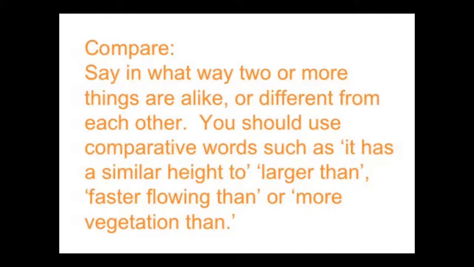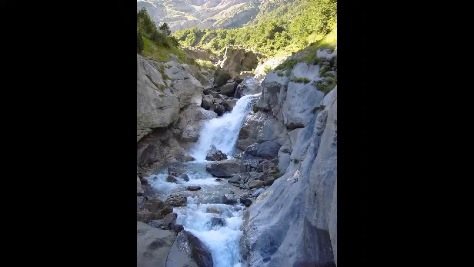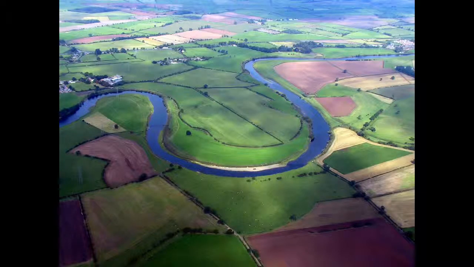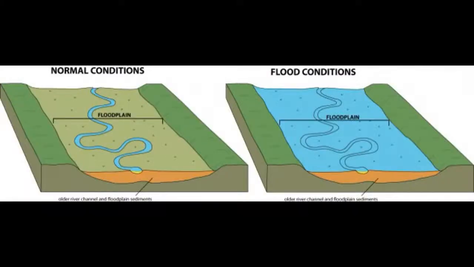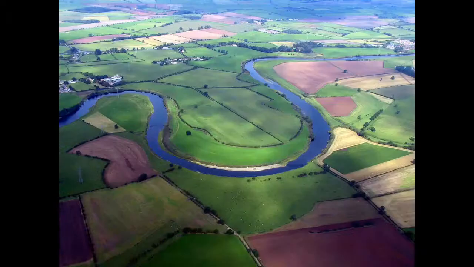However, you could compare them in terms of how they are different. So you could say Mr. Lee is 6'3", whereas Mr. Gardner is approximately 6 foot. They are different in height. That is a comparison between two different things. So, again, we can compare the upper course of the river and the middle course of the river. And of course, we could even compare it with the lower course of the river.